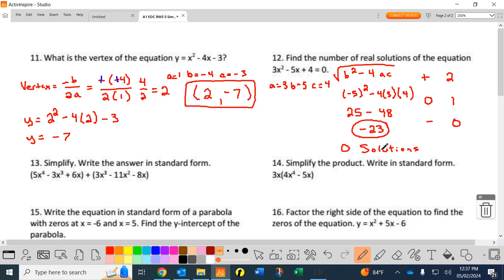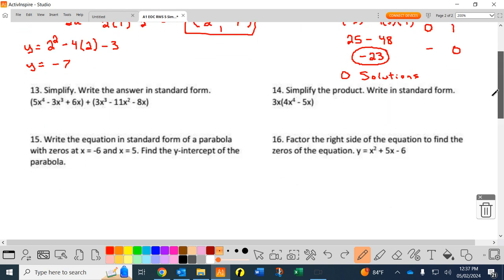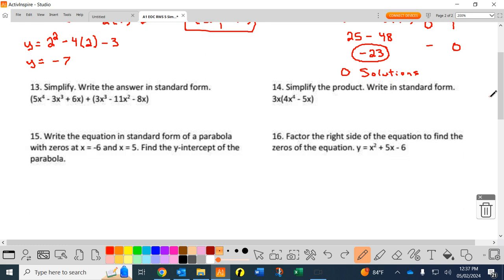Okay, for this next one, simplify, write the answer in standard form. This is just combining like terms. Whenever there is a plus between here, there's nothing to do other than combine like terms. We are going to be looking at the highest power, working down to the lowest, combining any that are alike. We have this 5x to the 4th. There's nothing to combine it with. We write it in front. We go to the x to the 3rd terms next. But you have a -3x to the 3rd and a positive 3x to the 3rd. So they are actually going to cancel each other out.